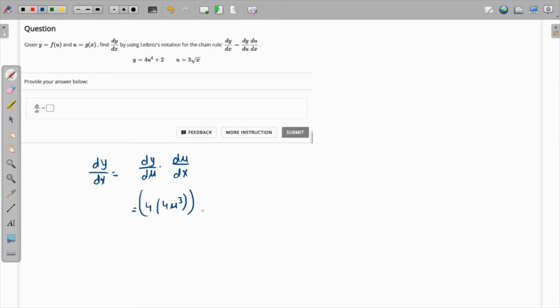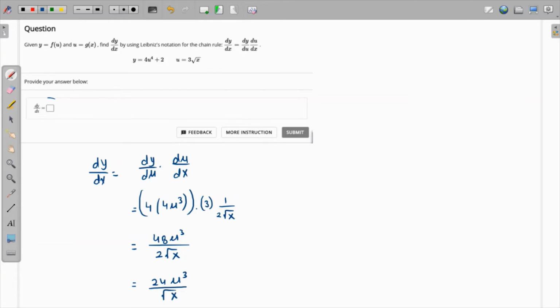And then we have du over dx, so 3 comes out, it's a constant, and root x will be 1 over 2 root x. So this will become equal to 4 times 4 is 16, 16 times 3 is 48, 48 u cube in the numerator and 2 root x in the denominator. This will become 24 u cube over root x.